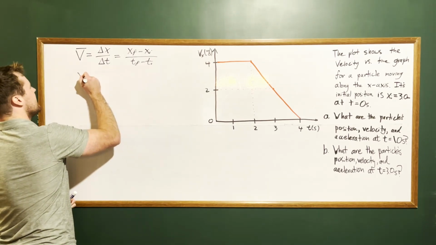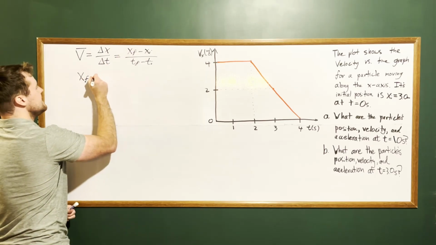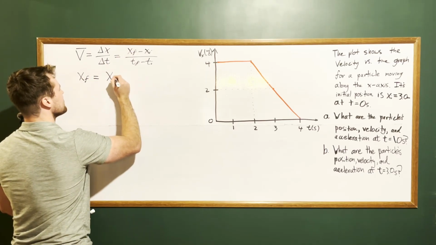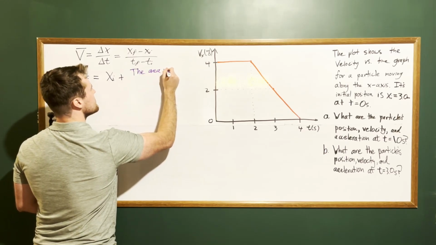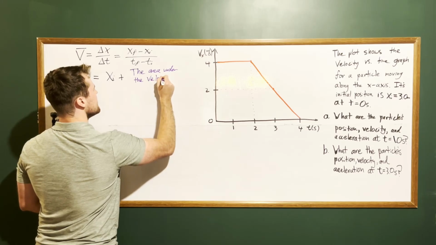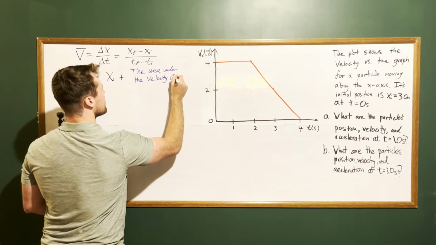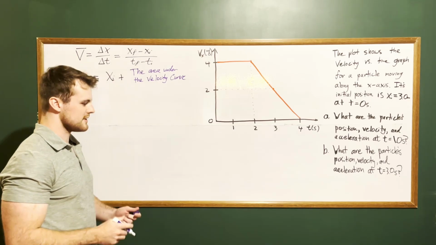We know that the final displacement, which is the same as this variable, is equal to the initial displacement plus the area under the velocity curve on some specific time interval. Let's figure that out at t equals 1.0 seconds.